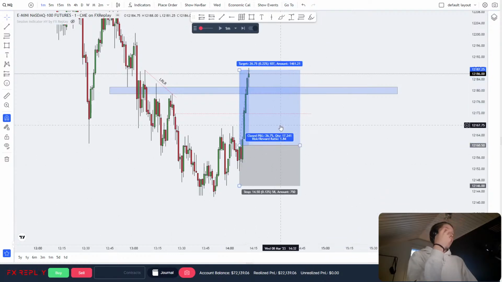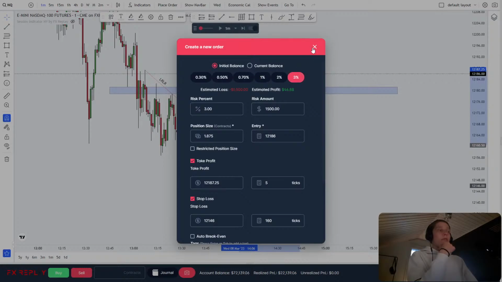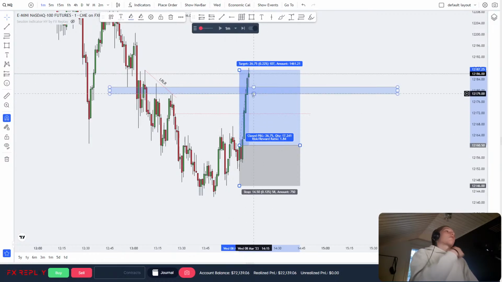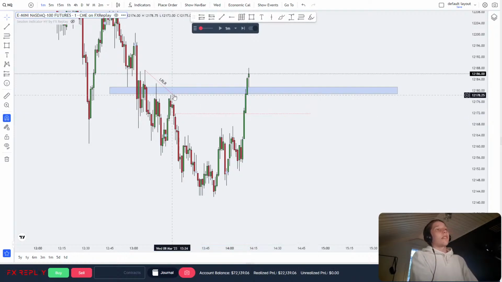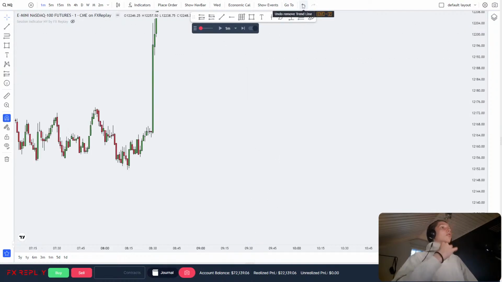But again, why I'm taking this 1% risk instead of 3% is because we are in PM session. I'm just not used to trading PM session too much, so I'm just testing things out here. But yeah, we took that trade. I'm not interested in trading that session anymore. We go to New York session.